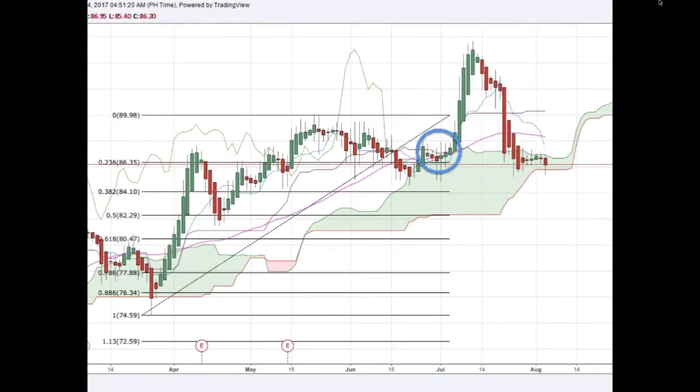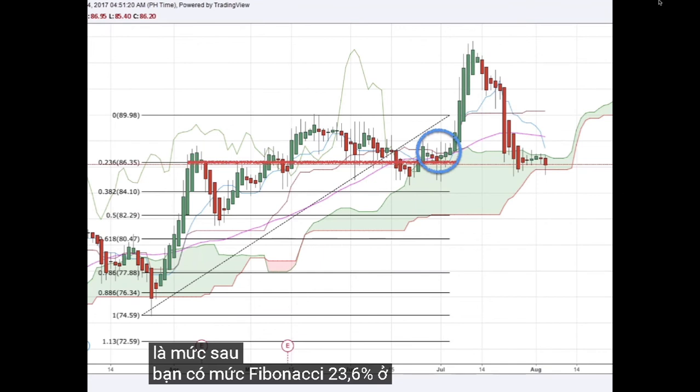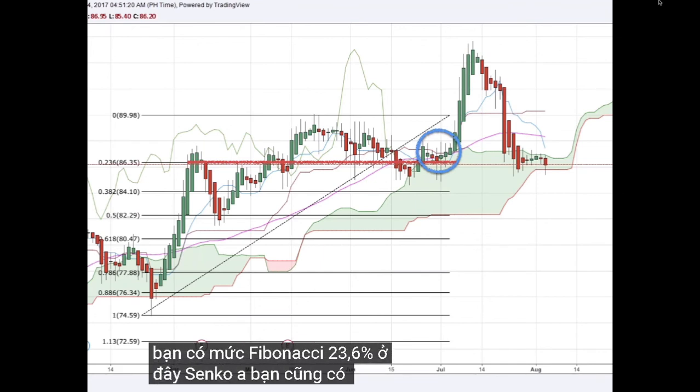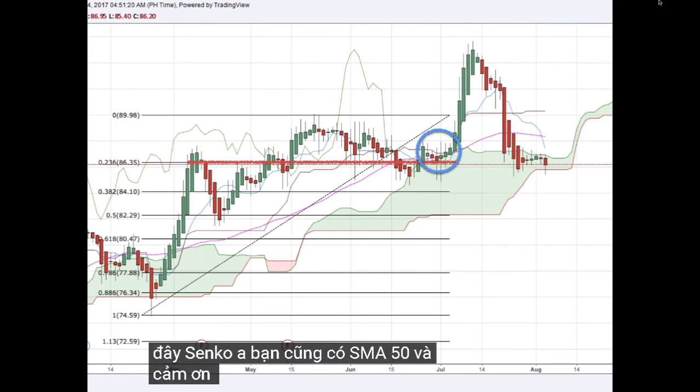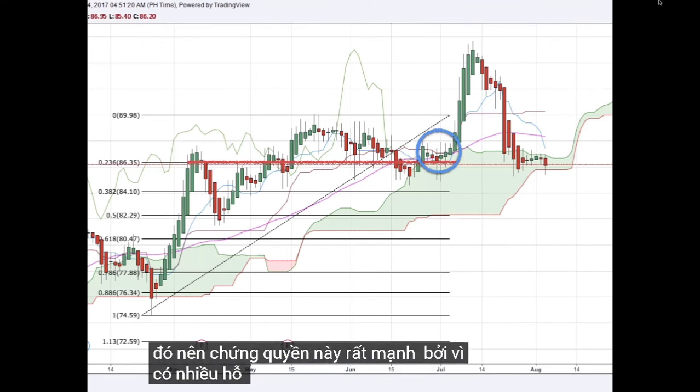Now here's your next chart. Again, we find that prices bounced off the 23.6% Fibonacci level. Now there was a confluence of supports at that area. These are the following: you have the Fibonacci 23.6% level, you have the Senkou A, you also have SMA 50 and the Tenkan-sen support line at that area. So this warrants a strong buy because there are many supports at that area.